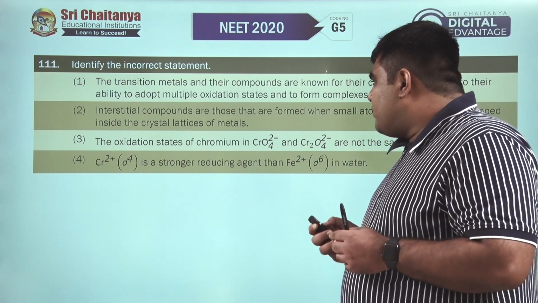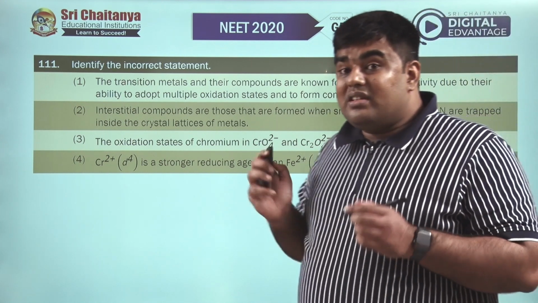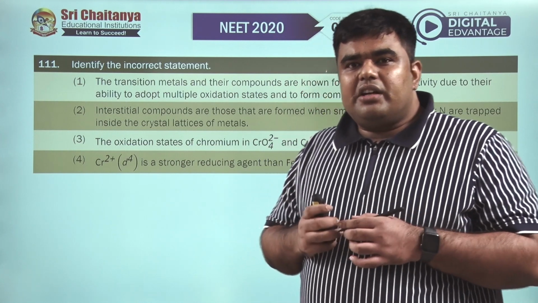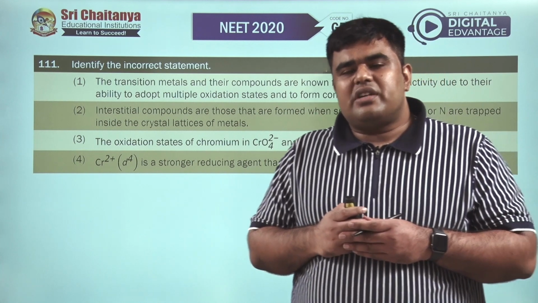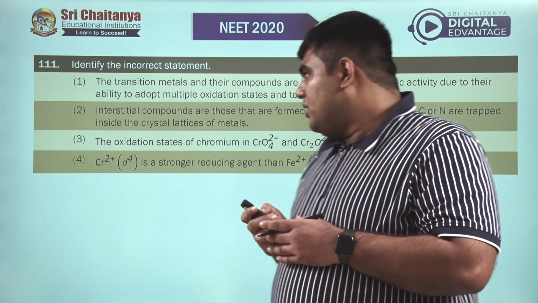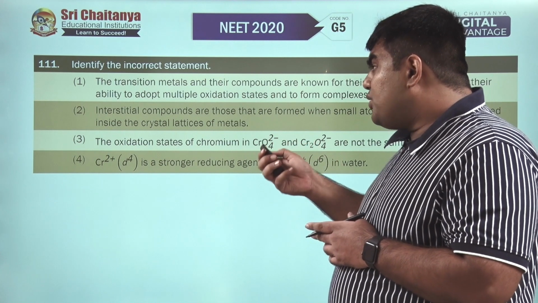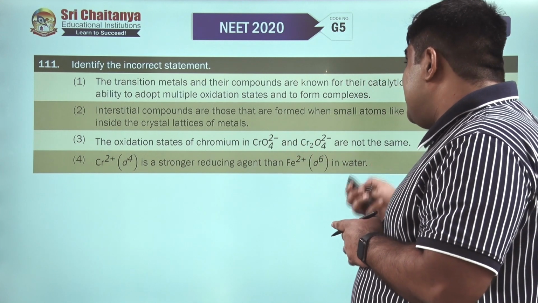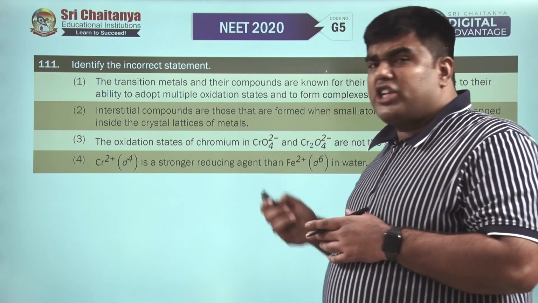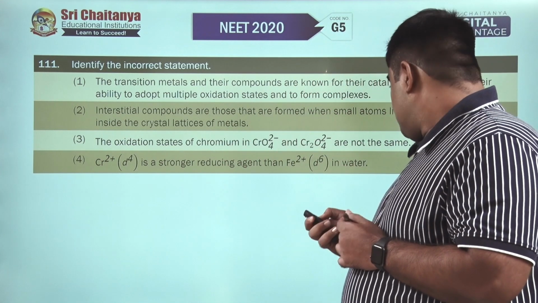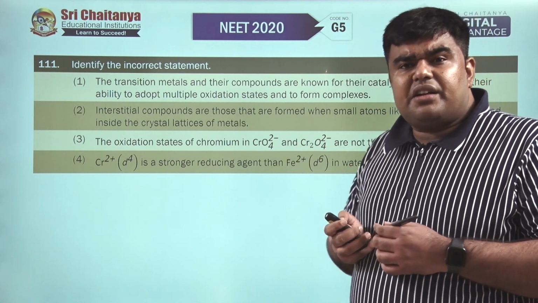The oxidation state of chromium in chromate and dichromate are not the same. Now this is a wrong statement. We know that in chromate and dichromate the chromium oxidation state is 6. So it is +6. So the third option is incorrect. Cr2+ is a stronger reducing agent than Fe2+ in water. That is also a correct statement. So for question number 111 it is the third option which is incorrect.